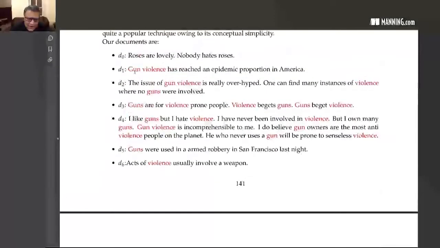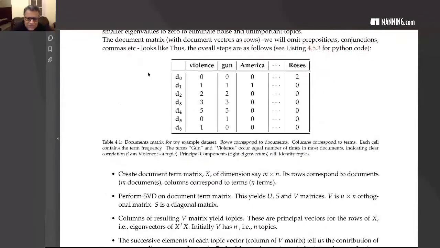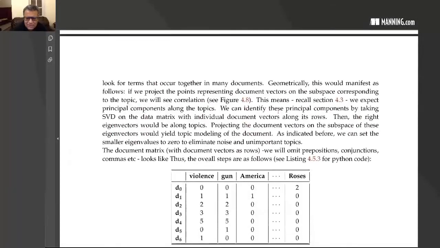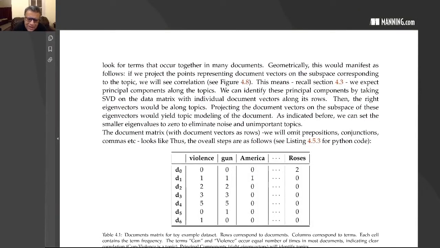Then gun appears once in document 1 and violence appears once. You will see a score of 1 against each of these, and the word America also appears once, and hence we have a score of 1 against America, and so forth. So each row is a document term frequency vector. This is as good as any other way. This is a pretty good way to actually create a document descriptor vector, so to say.